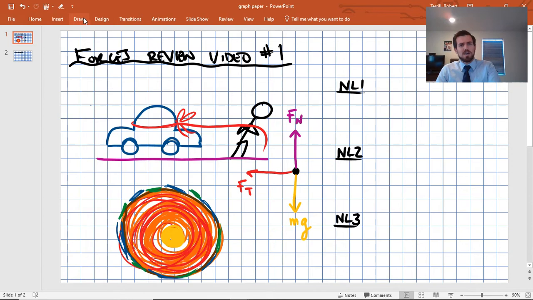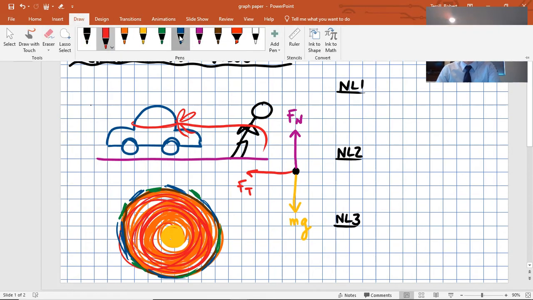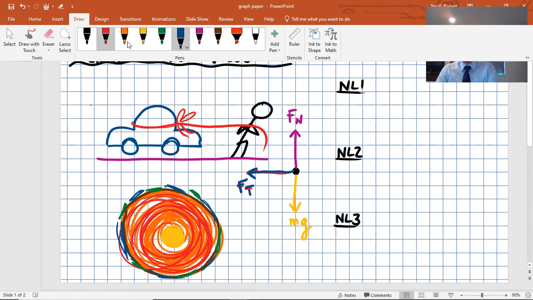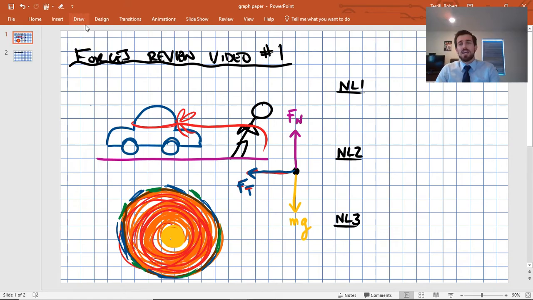Finally, I probably should have made that blue. Let me make that blue real fast, because it's the car that's doing it. So I'm trying to match the colors of these vectors to the objects responsible for them. And then finally, the last force that's acting on this person, and the one that lets them stay in place, is the force of friction that is pushing them forwards, resisting them moving backwards because of the tension. Okay, so we have a lot of stuff already done here.